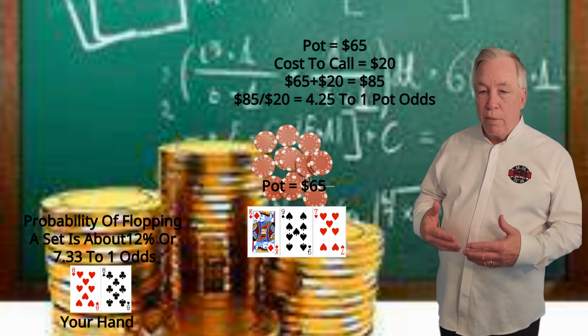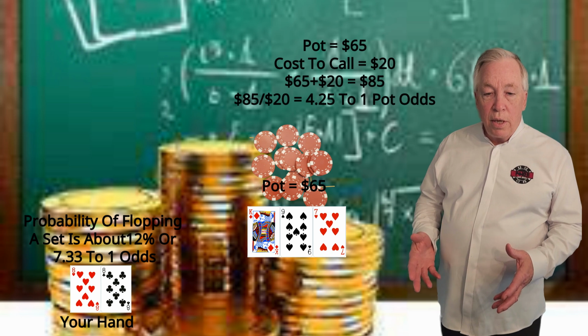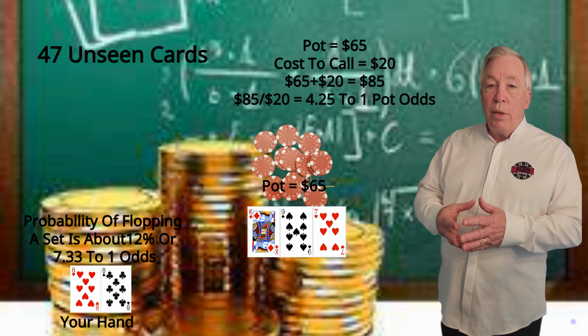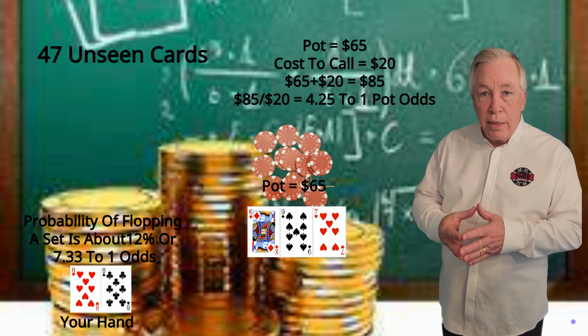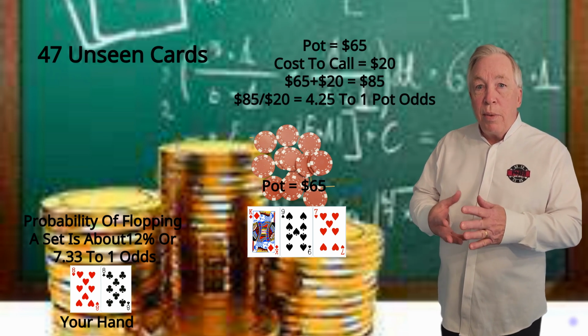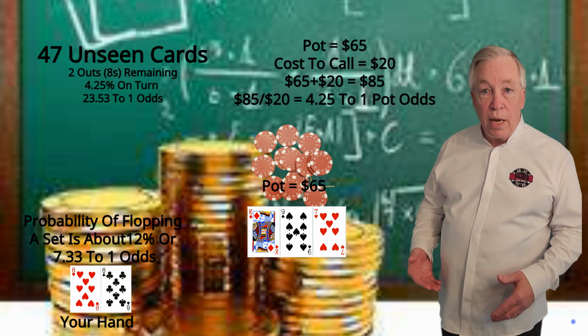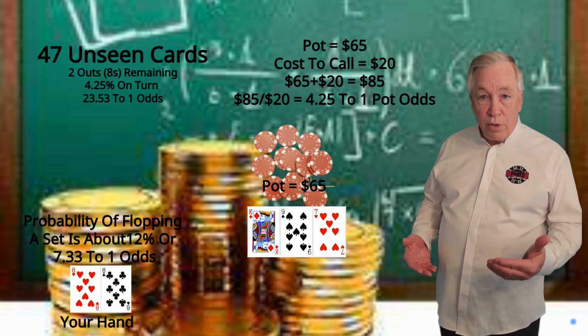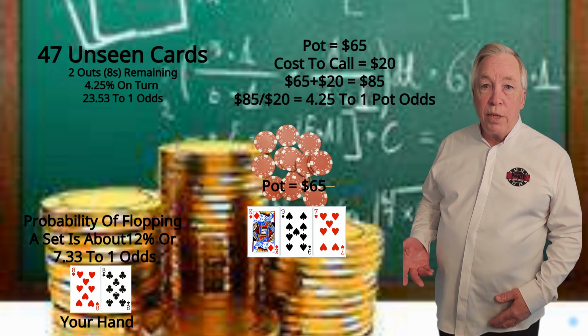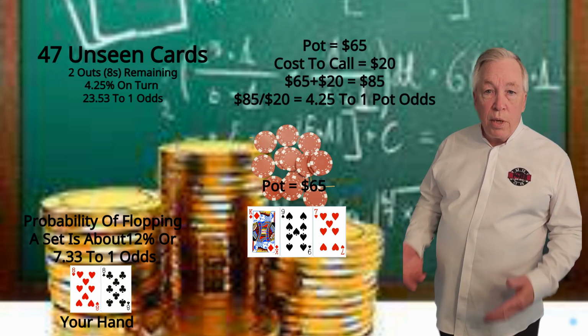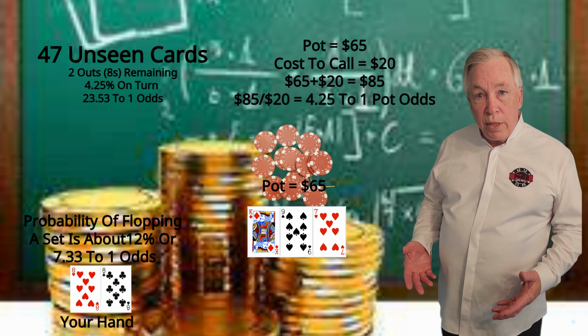Now let's calculate the probability of making our hand. There are 47 unseen cards. You have seen the 2 in your hand, your pocket 8s, and the 3 on the flop. Assuming no other player is holding an 8, 2 8s remain in the deck. So your odds of hitting an 8 on the turn are 2 out of 47, or 4.25%, which is 23.5 to 1 odds, and about the same probability on the river.